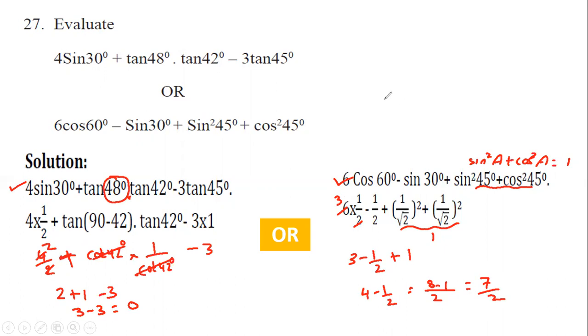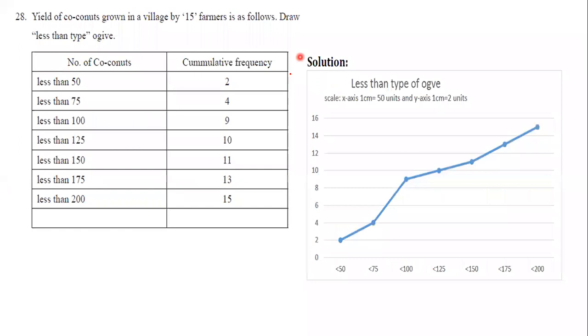Next question. This is also a very important question. So in our exam, they will ask less than ogive or more than ogive. Yields of coconut grown in a village by 15 farmers is as follows. Draw less than type. Number of coconuts less than 50, less than 75, less than 100, up to less than 200 they have given, and directly they have given the cumulative frequency.